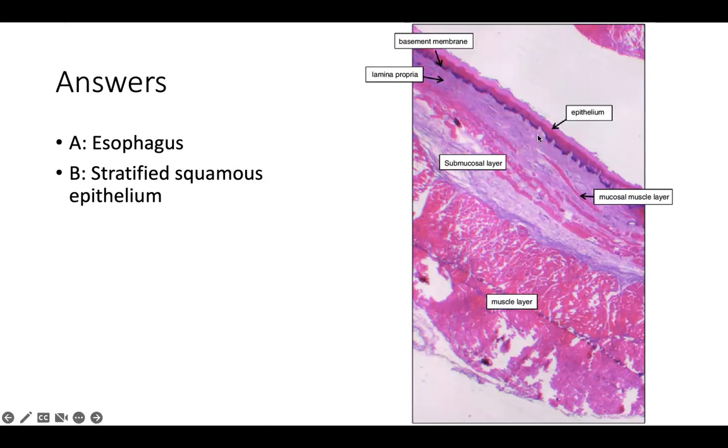Okay, so this is basically the layers of the esophagus. We have the epithelium right over here, and this is your stratified squamous epithelium, and that is sitting on the basement membrane. After the basement membrane, we have the lamina propria, which is basically the connective tissue. We have the mucosal muscle layer, and then we have the submucosa, and then we have the muscularis propria, so the muscles that make up the esophagus.